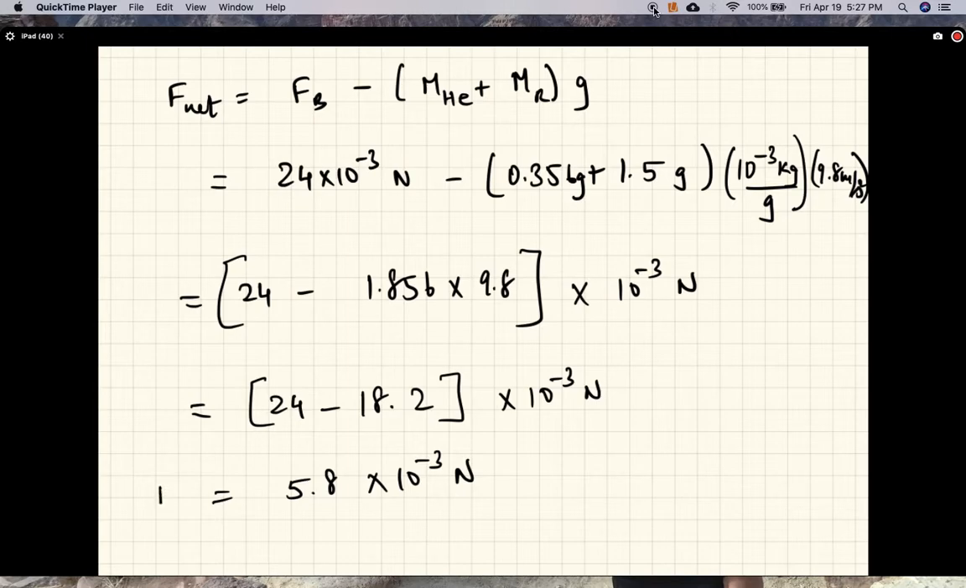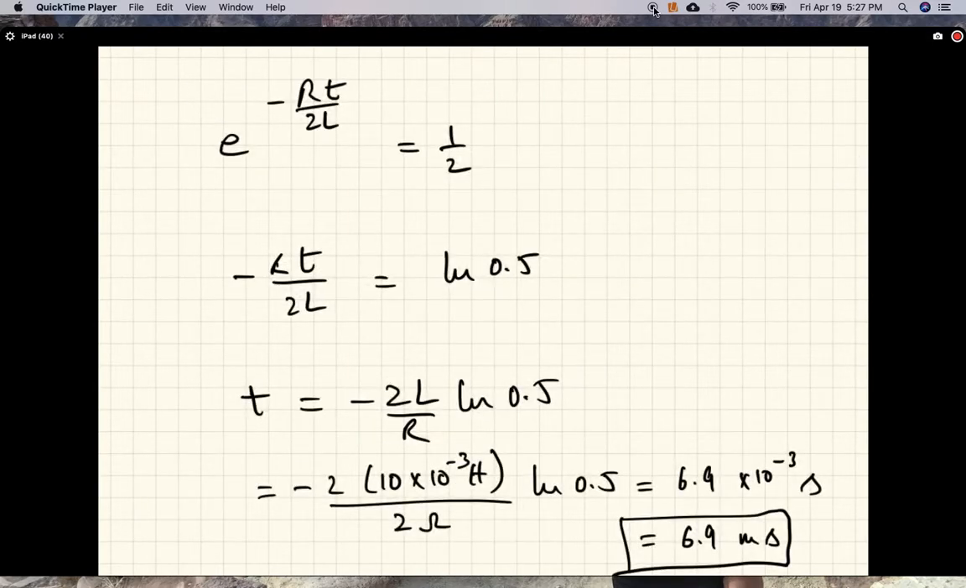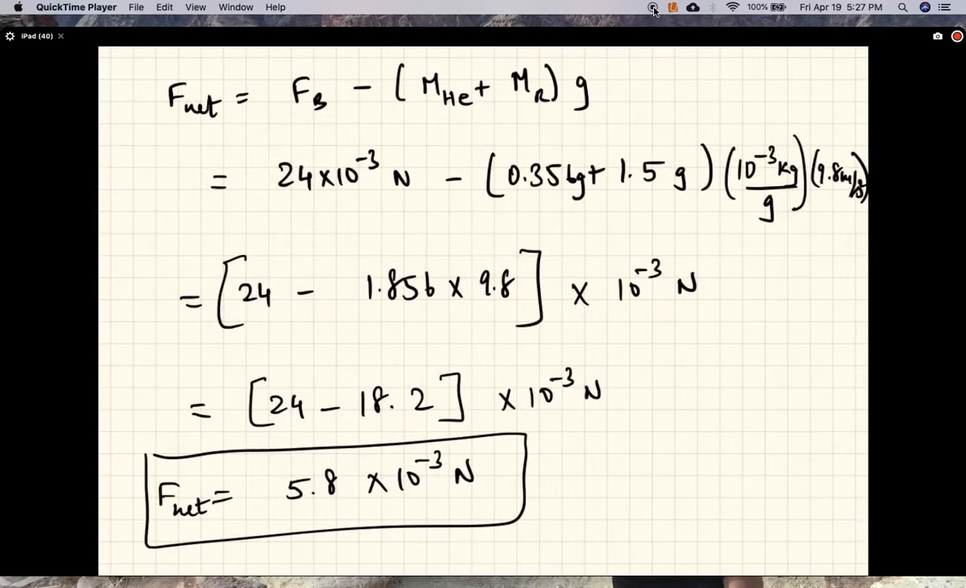Okay, so the net upward force is essentially equal to mg. If you divide this by g, that becomes 10 to the minus 3 times 0.58 grams. So essentially the weight of half a gram is the net upward force on the helium balloon.